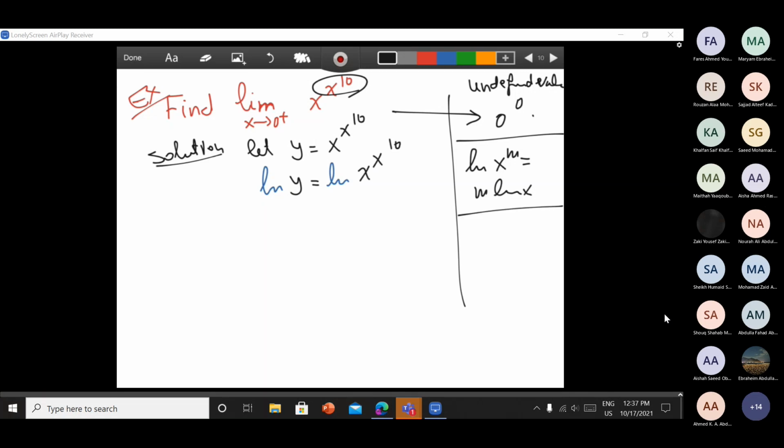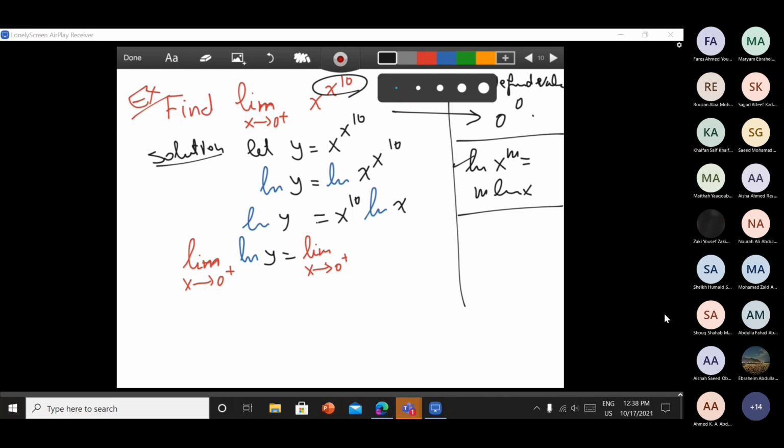And I'm applying this rule for the logarithm. So I will have x to the power 10 down, and I'll have ln for only x. Now I can take the limit for both sides. The limit when x tends to 0 from the right hand side for ln of y is the same as the limit when x tends to 0 from the right for what? Yes, x to the power 10 ln x.